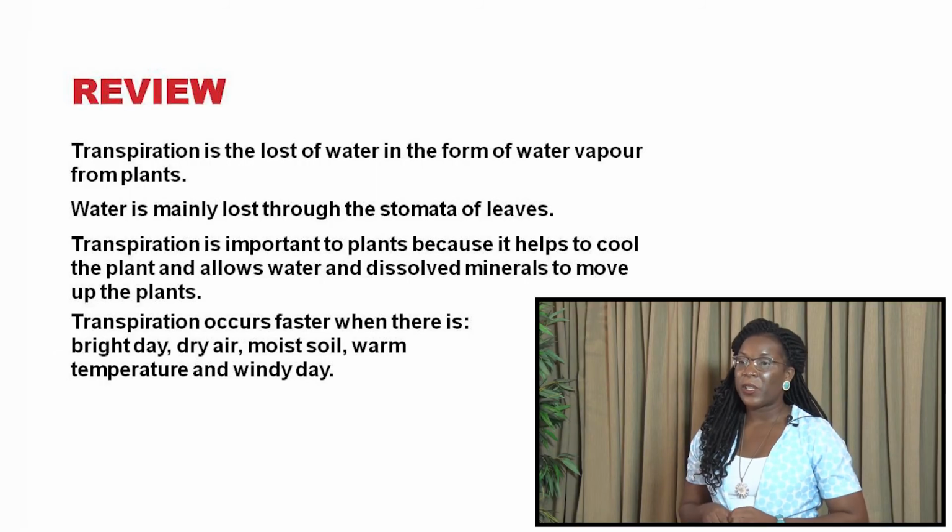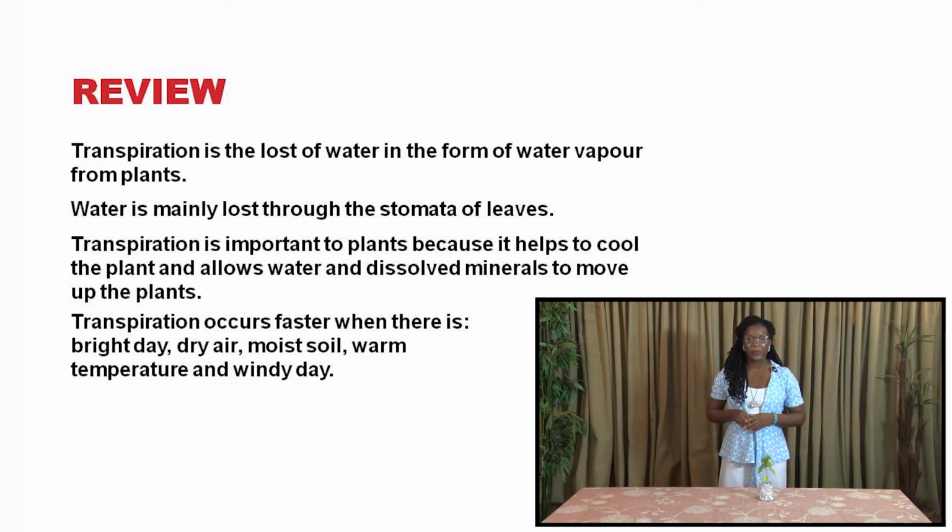In this lesson, we learned that transpiration is the loss of water in the form of water vapor from plants. Water is mainly lost through the stomata of leaves. Transpiration is important to plants because it helps to cool the plant and allows water and dissolved minerals to move up the plant. Transpiration occurs faster when there is a bright day, dry air, moist soil, warm temperature, and windy day.